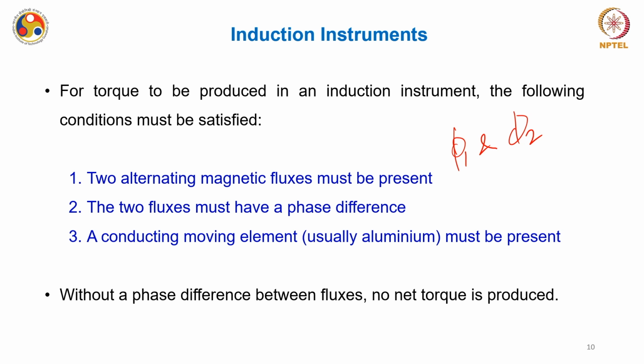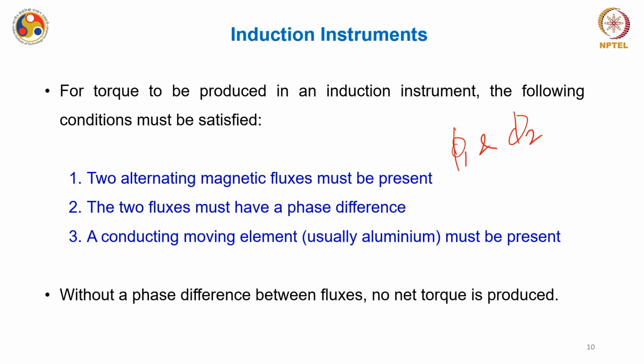Okay, and the third condition is that a conducting moving element should be there, and usually this conducting moving element in the case of induction instruments is made up of mostly aluminum. Without a phase difference between fluxes, there will be no net torque produced, and therefore there will be no movement.